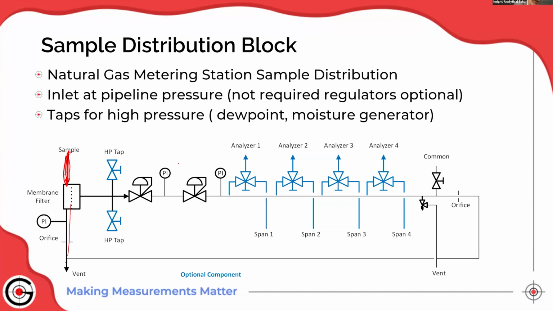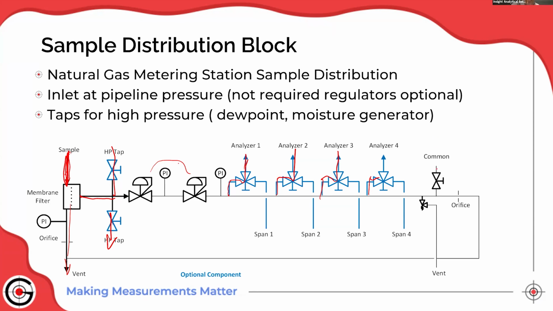Critical orifice controls how fast, how much fluid we're going to vent. Two high pressure taps. The high pressure taps might go to a hydrocarbon dew point analyzer or to one of our moisture generators. Two stages of pressure regulation. Break up the Joule-Thomson effect across two different regulators. Out to up to 4 analyzers with a 3-way valve in there so that we can zero or span each of those analyzers. Overpressure relief valve to a common vent.